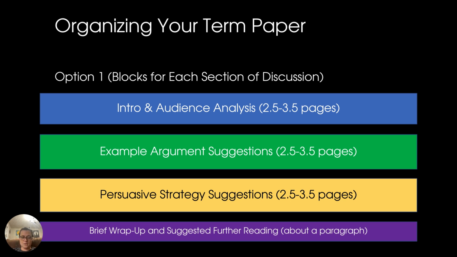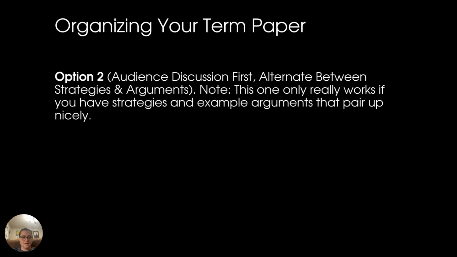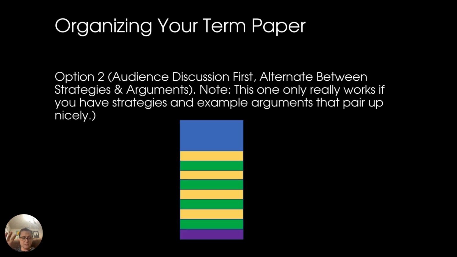I'm going to show you really quickly a couple of other options though, just in case one of these happens to work out for the way your points broke down. In this case, instead of 3 big blocks and 3 big sections, you still keep the audience discussion first, but then you alternate back and forth between here's a strategy that I think would work for this audience, and here's an argument that uses this strategy. Here's another strategy that I think would work, and here's an argument that uses that strategy. And so you pair up strategies with arguments.